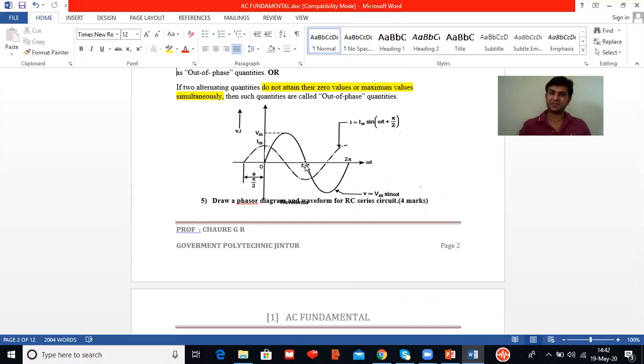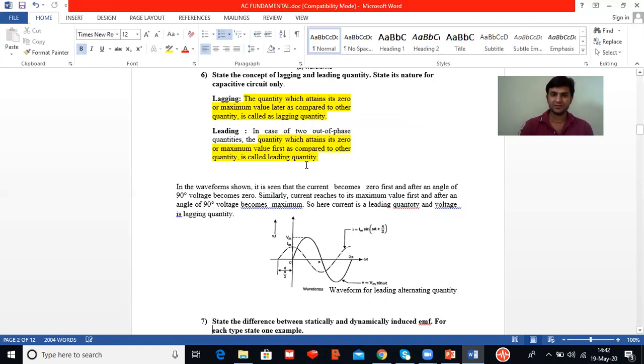So for the current alternating quantity, i is equal to Im sin(omega t plus pi by 2), which means the current is leading. And if we see the voltage waveform, the voltage waveform is lagging the current, so it is called the lagging alternating quantity.